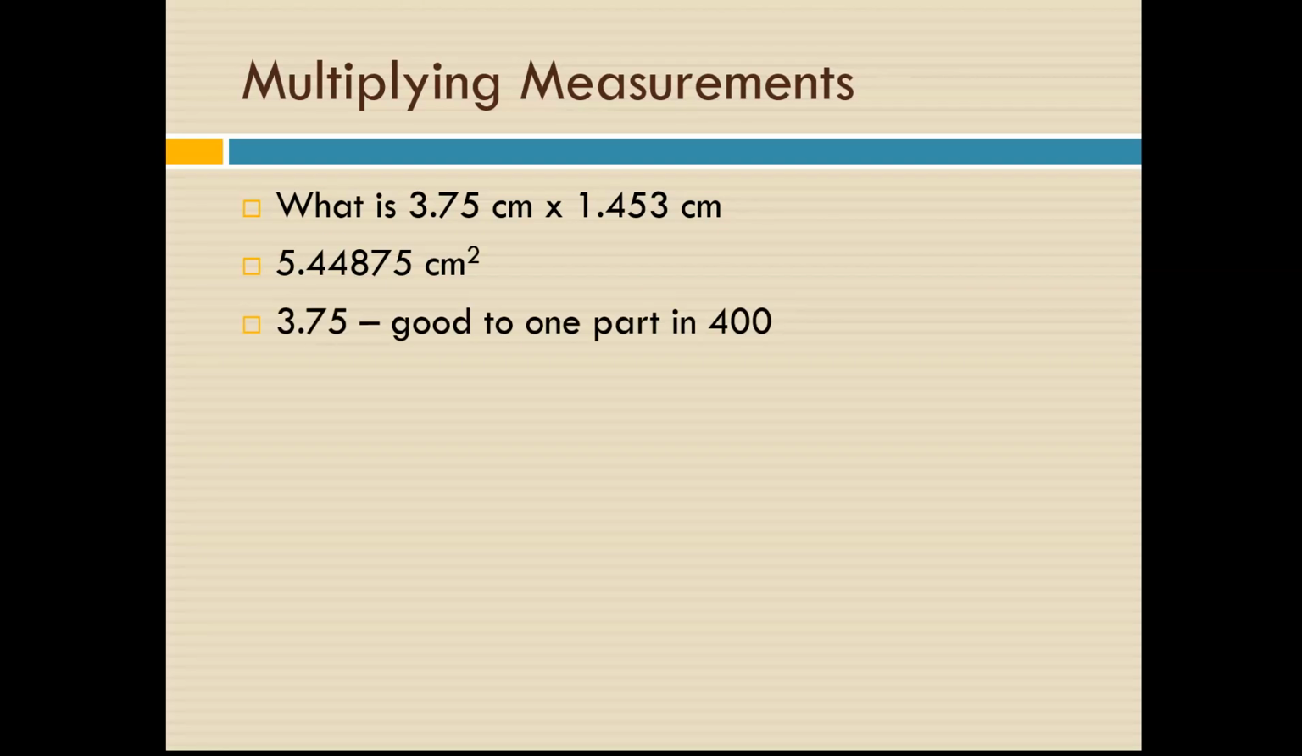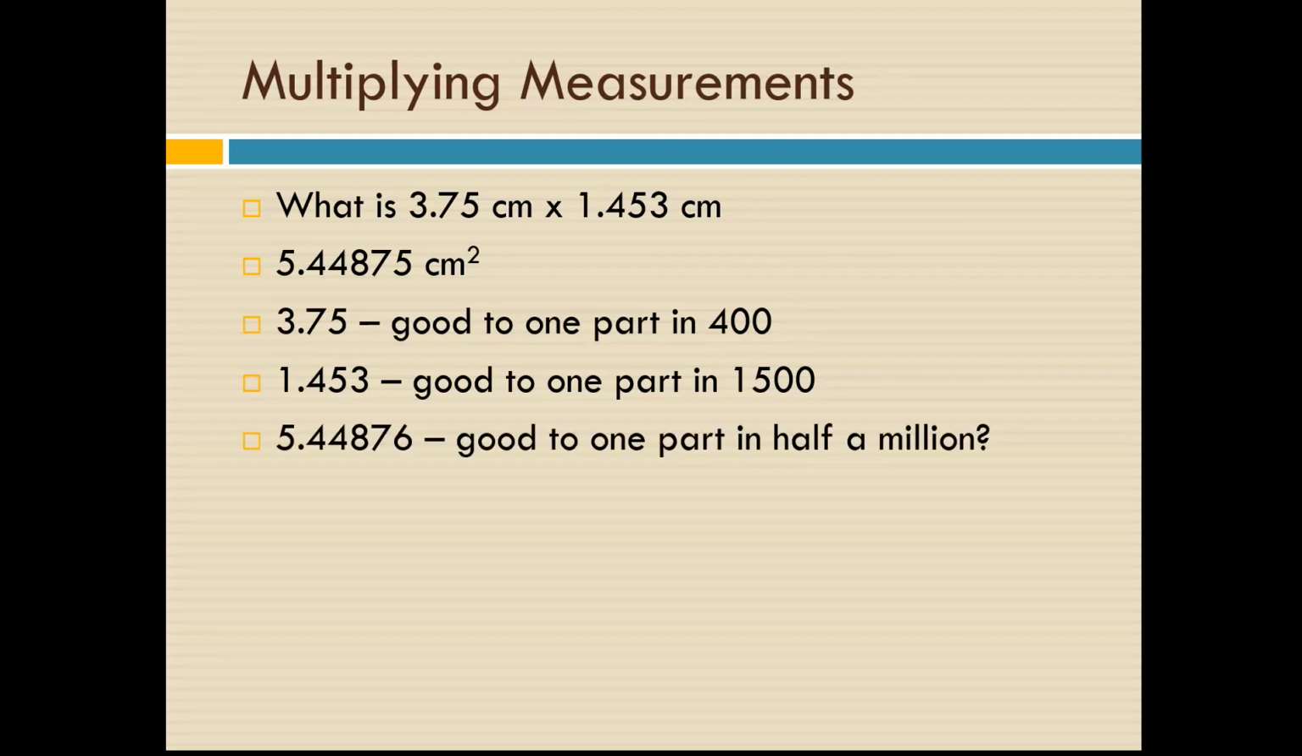My first number is good to 1 part in 400. Do you understand that statement? Does that make sense? Good to 1 part in 400. That's the uncertainty. The second measurement is more precise. It's good to 1 part in 1500. So my uncertainty is much less in the second measurement than it is in the first measurement. Well, that kind of makes sense, right? But my calculation turns out the uncertainty becomes 1 part in 500,000. That does not make any sense. Do you see what I've done here? We've gotten rid of uncertainty, and we can't get rid of uncertainty, not this way.